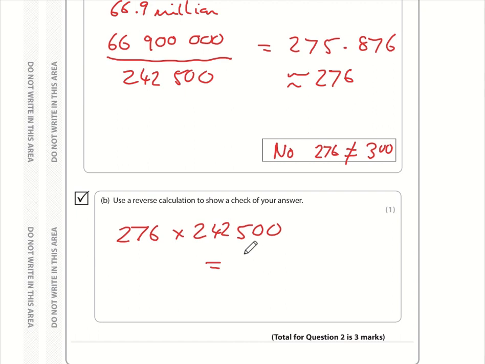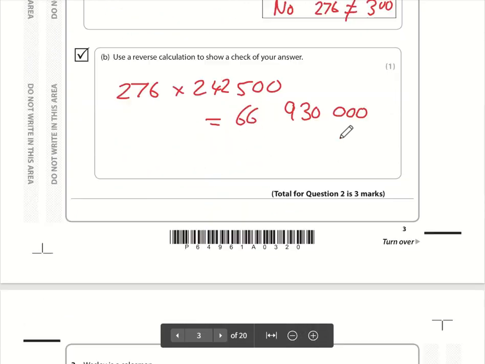I get 66,930,000, and that is pretty close to 66,900,000. In other words, 66.9 million. So for me, that's close enough for me to know that this answer is definitely correct.